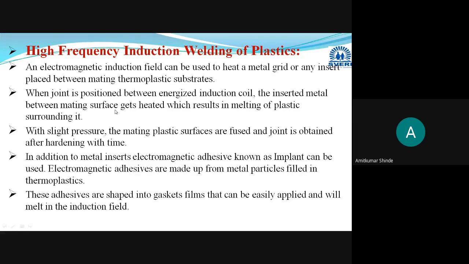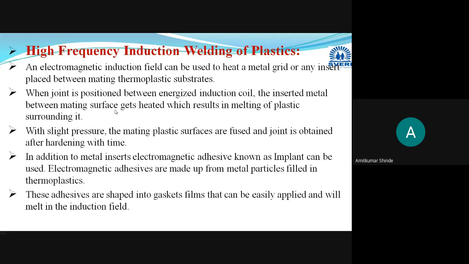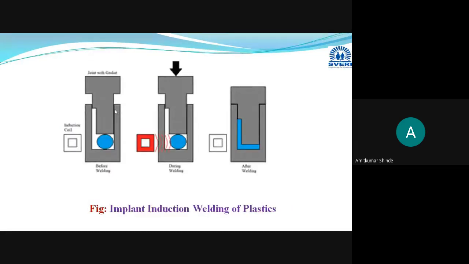So this is the basic concept of this high frequency induction welding of the plastic materials. Then here one more type is there, that is implant induction welding. Here the source of heating is the same. Here we are using the induction coil only, induction coil or inductor coil. Same source is there, just the position or type of the joint produced will be different.